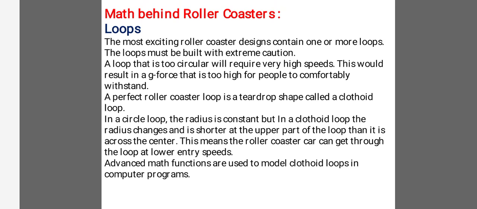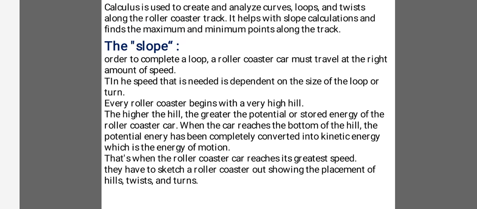A perfect roller coaster loop is a teardrop shape called a clothoid loop. In a circular loop, the radius is constant, but in a clothoid loop, the radius changes and is shorter at the upper part of the loop than across the center. This means the roller coaster car can get through the loop at lower entry speeds. Advanced math functions are used to model clothoid loops in computer programs.